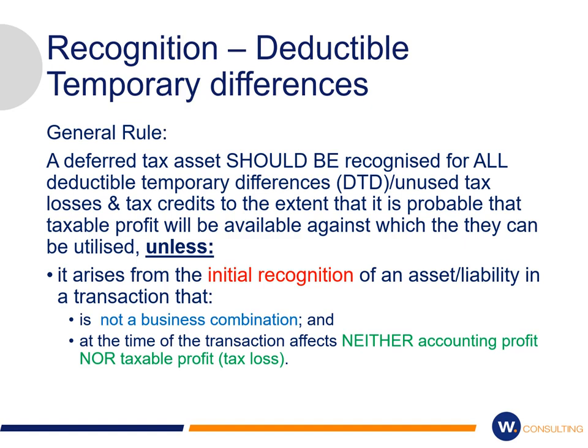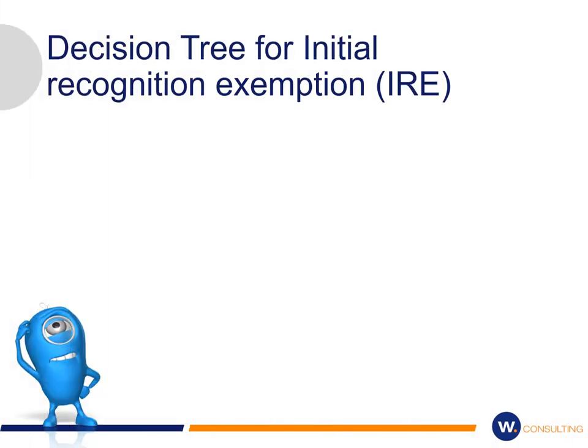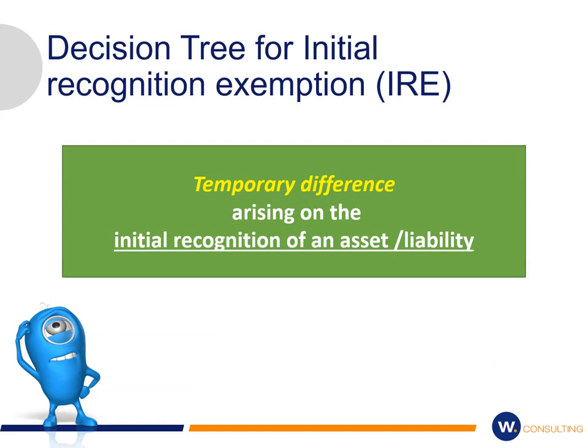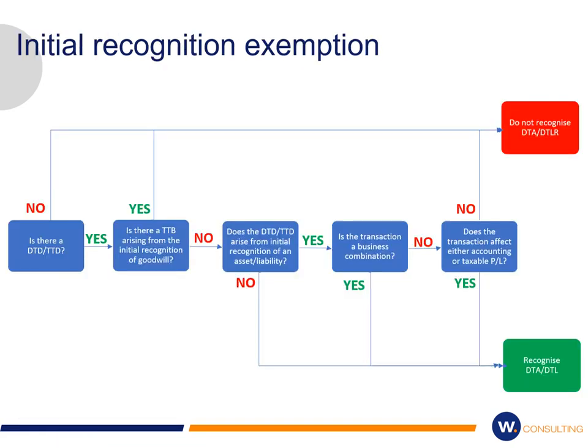A deferred tax asset, as we've already covered, there are a couple of things you need to look at. Firstly, that taxable profit will be available against which it can be utilized. And if it arises from the initial recognition of a transaction that's not a business combination, and at the time of the transaction affects neither accounting profit nor taxable profit, then we would not have a deferred tax asset. And here's a decision tree that can help you in terms of the IRE, that is the initial recognition exemption. Temporary difference arising on the initial recognition of an asset or liability.